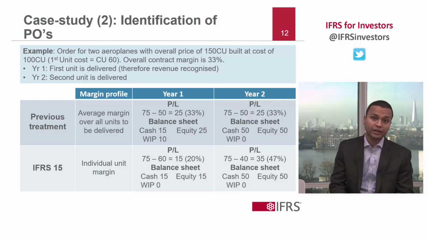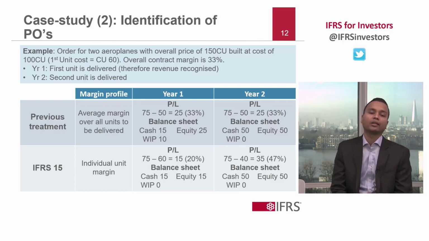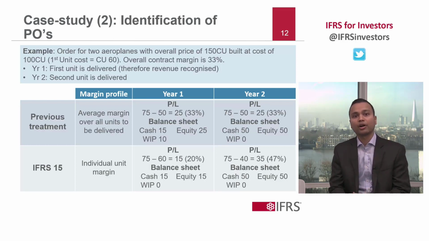Under IFRS 15, assuming the company identifies 2 performance obligations, 1 for each plane, it will no longer be able to apply the contract margin of 33% to each unit, and only unit margin will be reflected upon delivery of each plane.